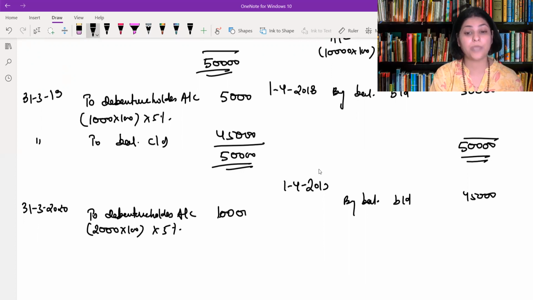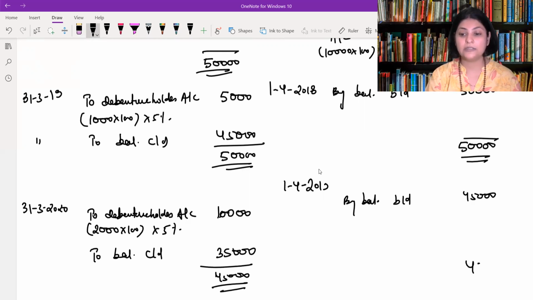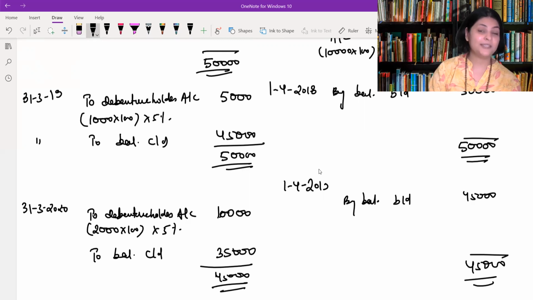So I'm going to pay 10,000 rupees to the debenture holder as premium on redemption of debenture, and the remaining amount will be your balance carried down. So the remaining amount will have to be written over here as 35,000, which is still a liability to be settled in the coming year. The debentures' life is still 5 years. So in the other years, you're going to write this off. So we have prepared this account also for 3 years. I hope this is clear to you.